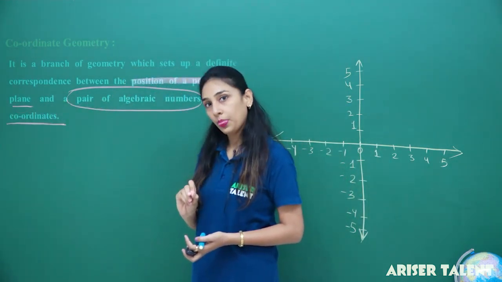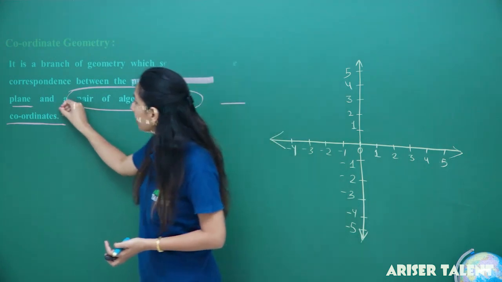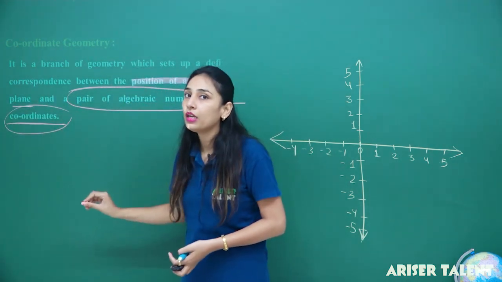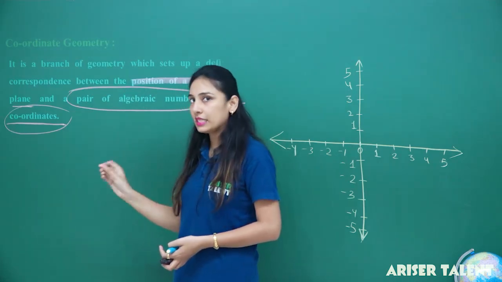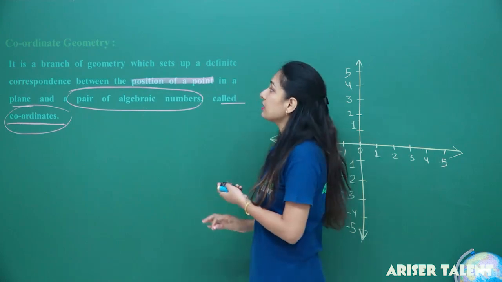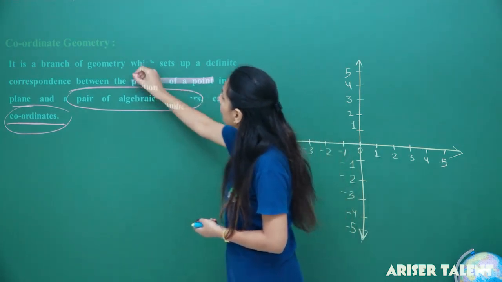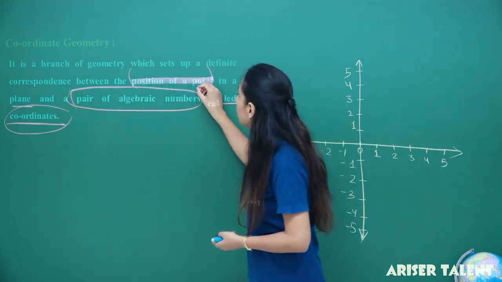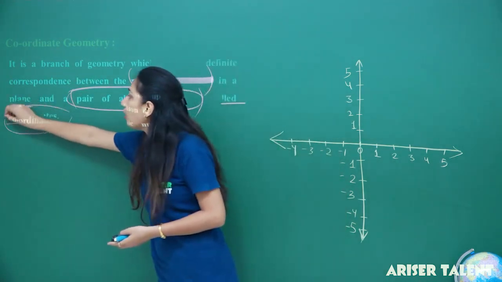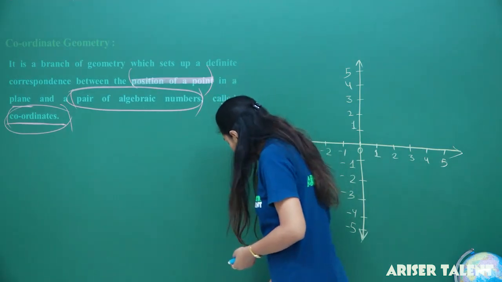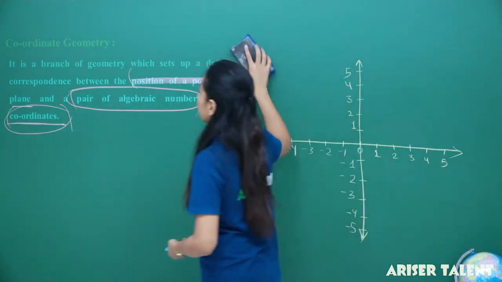coordinates. So we'll be calling something a coordinate. That's why we name it coordinate geometry. Now what is a coordinate? We'll discuss. So what is coordinate geometry? It is the branch of geometry. Now what are the important points? The position of a point, we denote as a pair of algebraic numbers that we call coordinates. Do you understand the complete definition?